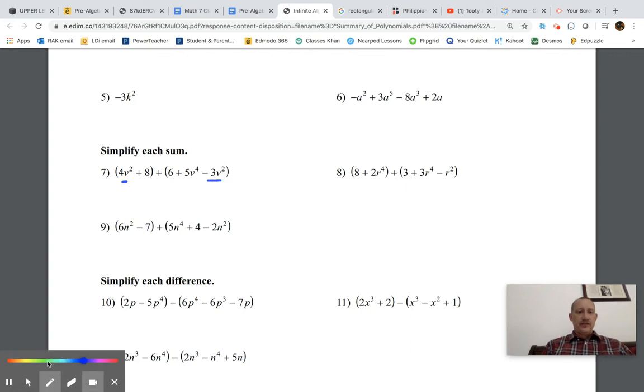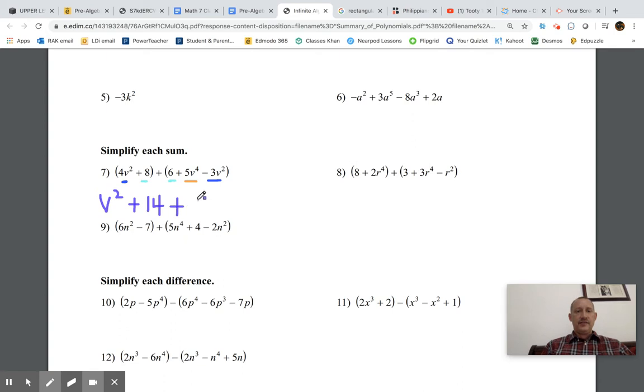The 8 we can combine with the 6 because neither of them has a v variable. And then this 5v to the fourth stands by itself. So to go ahead and write the answer, it's going to look something like this. 4 minus 3 is 1, so we have 1 v squared. Okay. 8 plus 6 is 14. And then the plus 5.